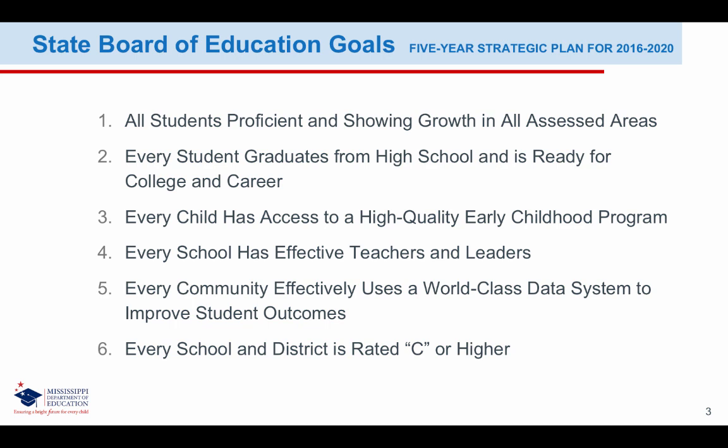The State Board of Education has 6 education goals. They are that all students are proficient and showing growth in all areas. Every student graduates from high school and is ready for the college and workforce. Every child has access to a high-quality early childhood program. Every school has effective teachers and leaders. Every community effectively uses a world-class data system to improve student outcomes. And every school and district is rated C or higher.